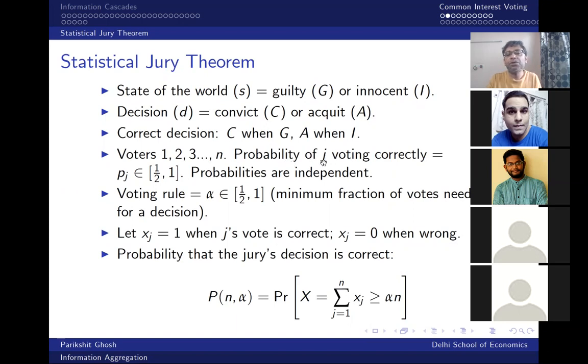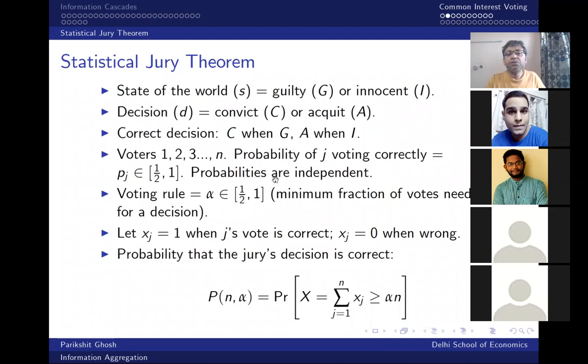Probability that voter j will vote correctly, that is to say, in the guilty state, vote for conviction, in the innocent state, vote for acquittal. The probability that will happen as far as voter j is concerned is some fixed number, Pj, okay? And it's between half and 1. It's more likely to take the correct decision than the incorrect one. The case where it's half is just when the vote is pure noise, right?